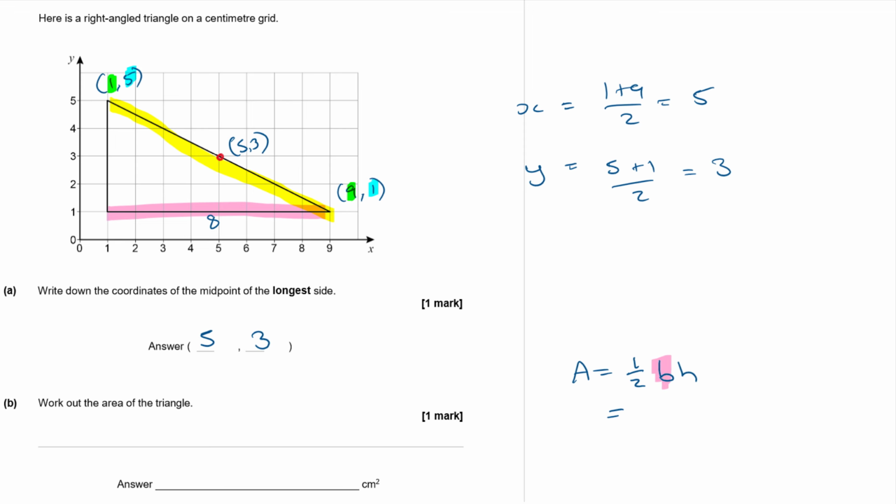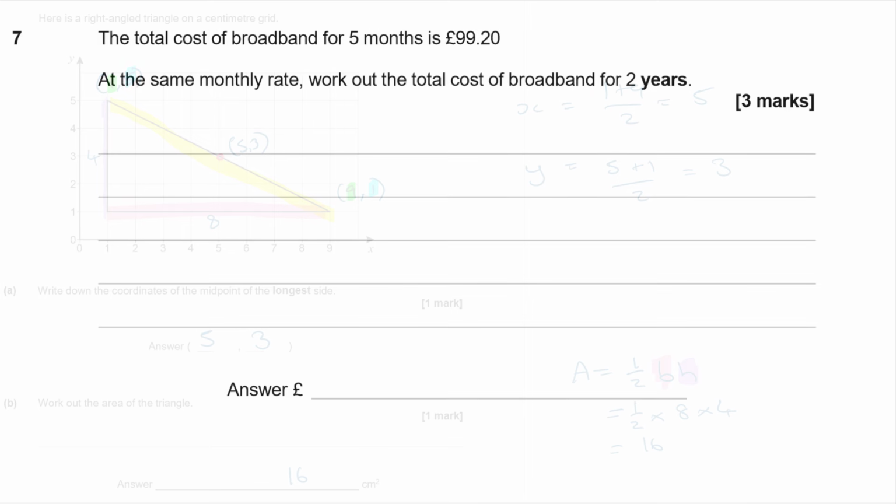And then my h, the height, that's that distance there. Look, that's going to be my height. How high is this thing? Well, again, counting squares, that's 1, 2, 3, 4 going up then. So then the area of my shape is going to be a half times the 8 times the 4 then, isn't it? So half 8 is 4, 4 fours are 16, so it's going to have an area of 16 centimetres squared.